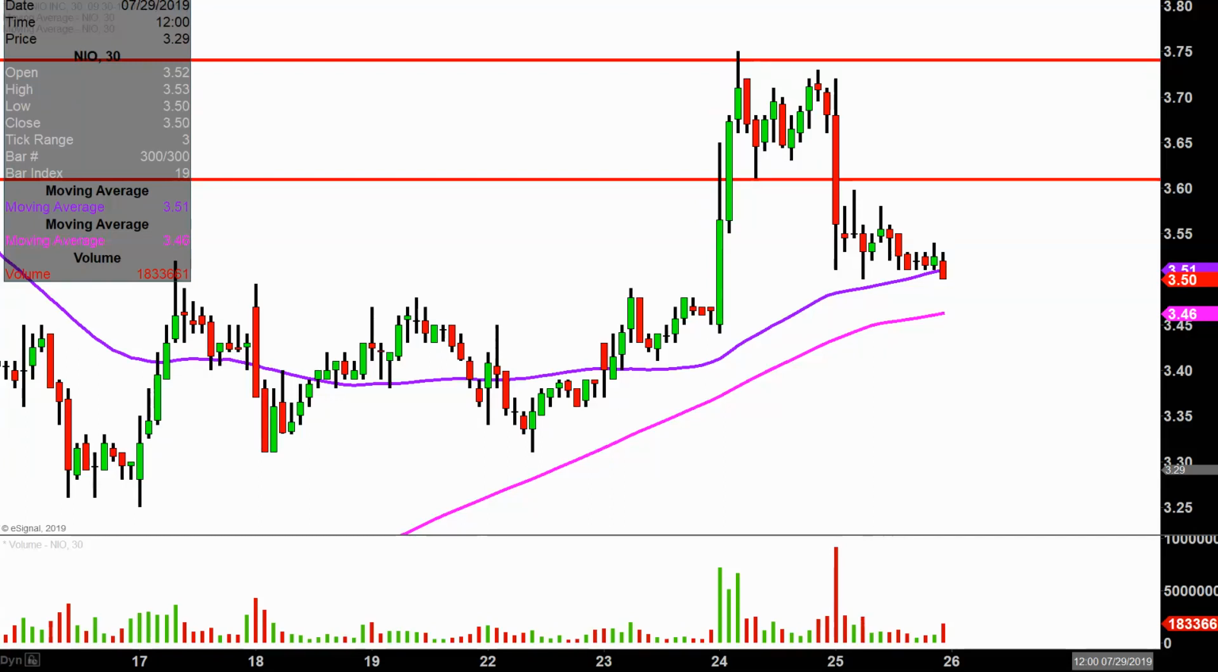So overall, still got to give the bigger picture advantage to the bulls, but things are definitely looking a little bit more shaky after today's price movement. So we'll see how the price closes out the week on Friday.